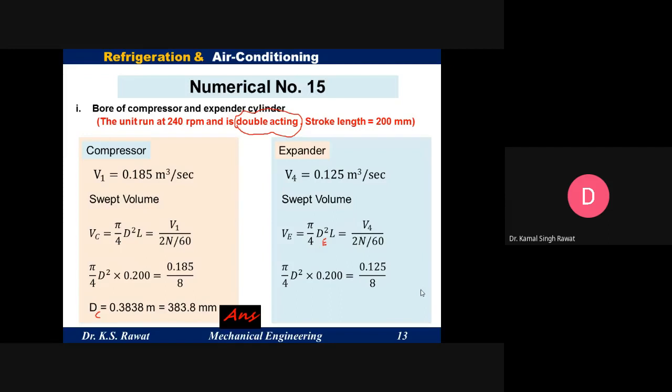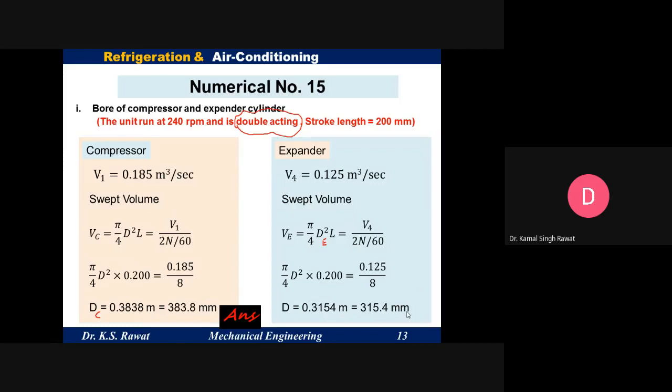So now tell me the value of the diameter of the expander. Yes. 0.0156 meter. That is wrong, 0.1. Sir, 0.315 meter. Okay, so this is correct: 0.3154 meter or 315.4 mm.